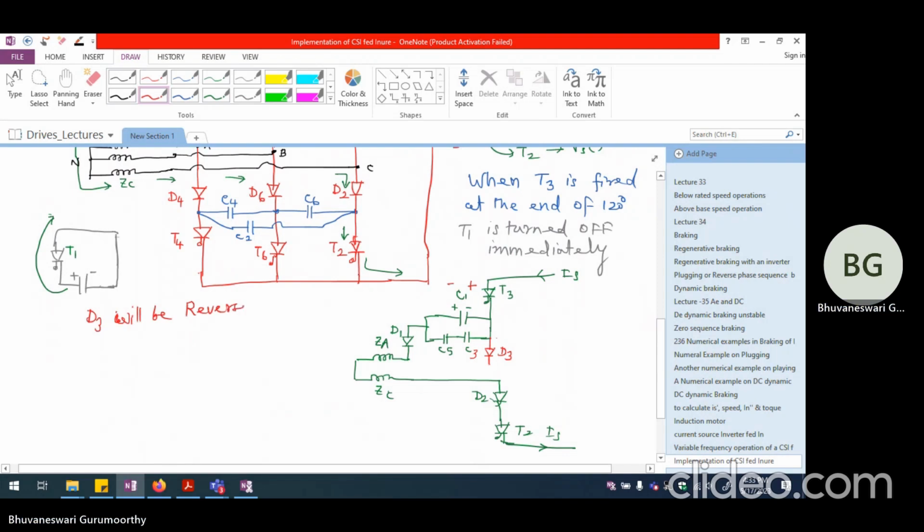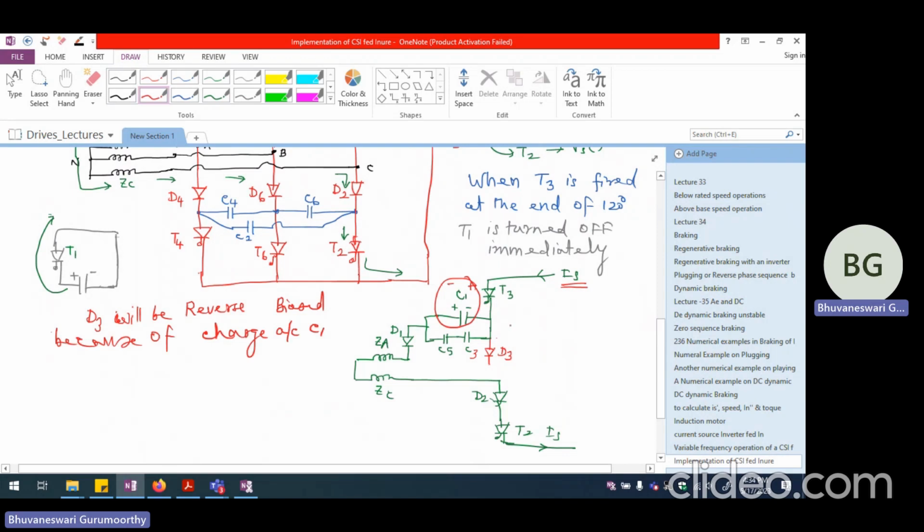Reverse biased because of the charge across C1. So as C1 is slowly becoming positive, at what rate its charge is reversing depends heavily upon two factors. One is the value of the source current itself. And the second factor is the value of C1 itself, the capacitor value. Both these things matter quite a lot in deciding how fast the charge across C1 will reverse.